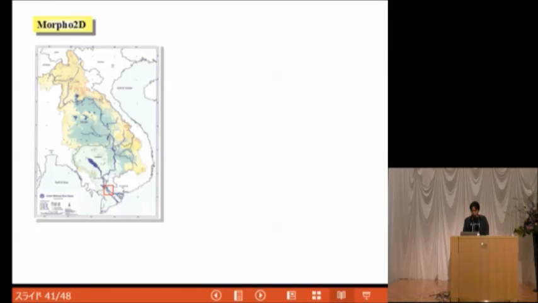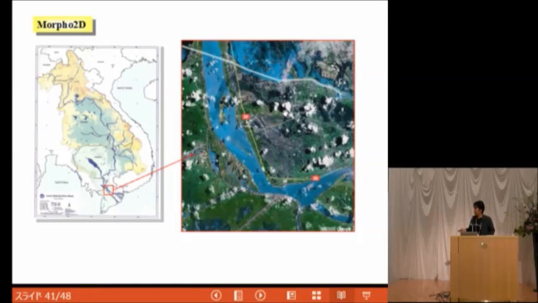So I'll show you an example of a calculation considering the vegetation by use of my source code in iRIC. We performed the calculation in the Mekong River. This is actually not a gravel bed river, it's a very fine material, but I performed this analysis, so I'd like to introduce it now.